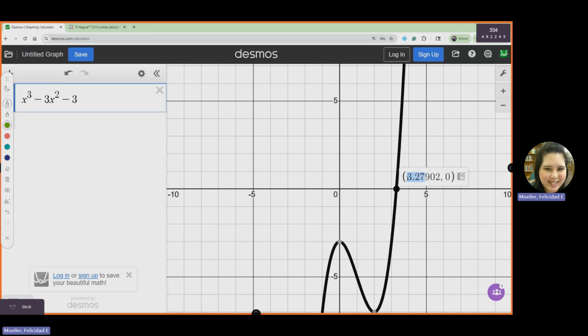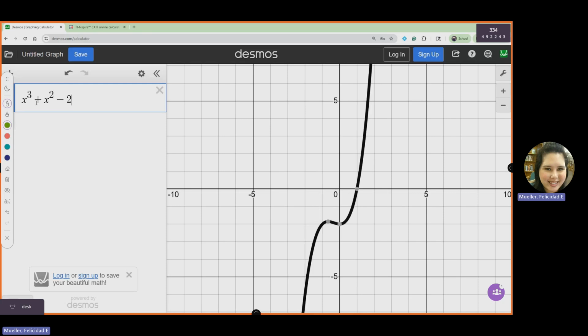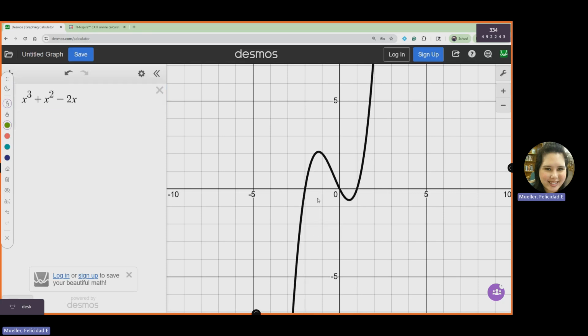I just realized I graphed the wrong one. So let me redo that one. This is supposed to be x cubed plus x squared minus 2x. I'm sorry about that. So here's what it looks like. Helps if you graph the correct one. So we have 3 zeros at -2, 0, 0, 0, and at 1, 0.